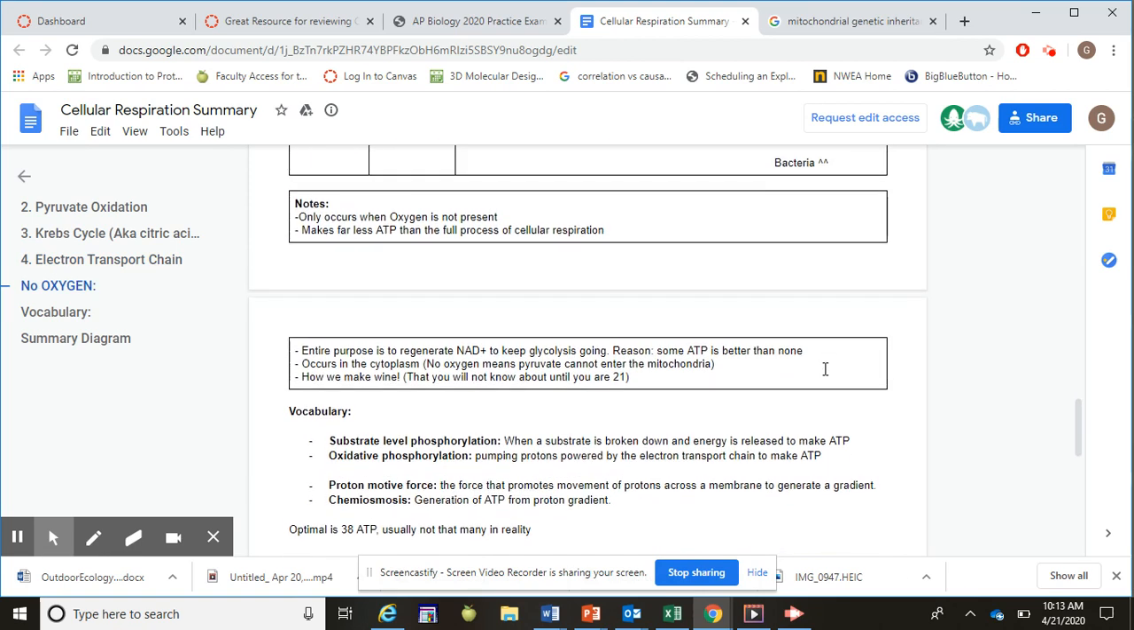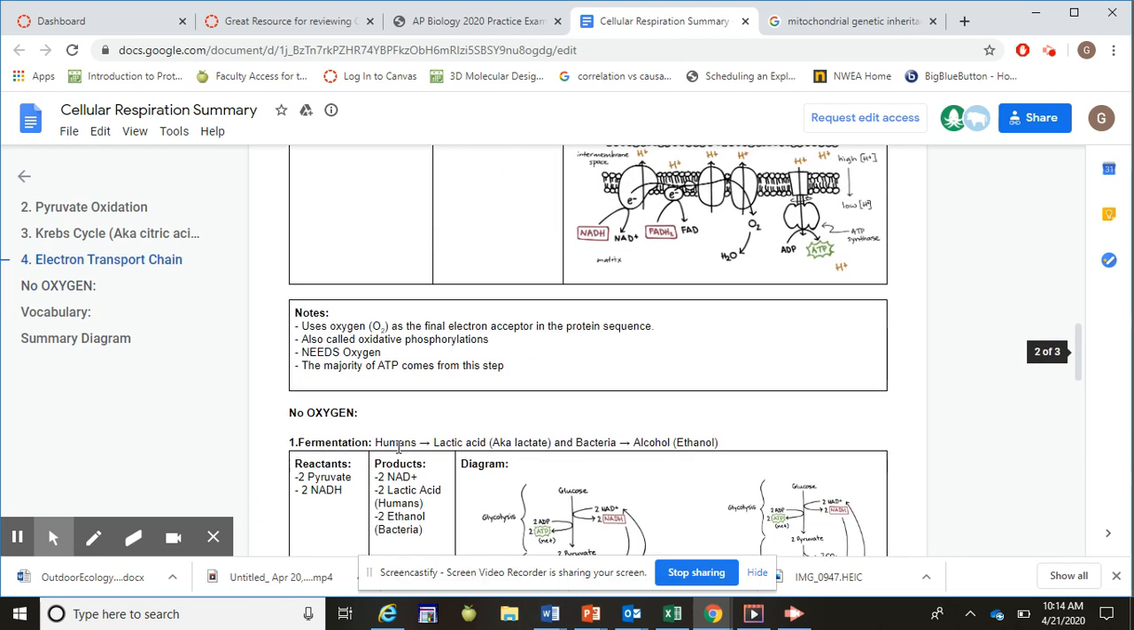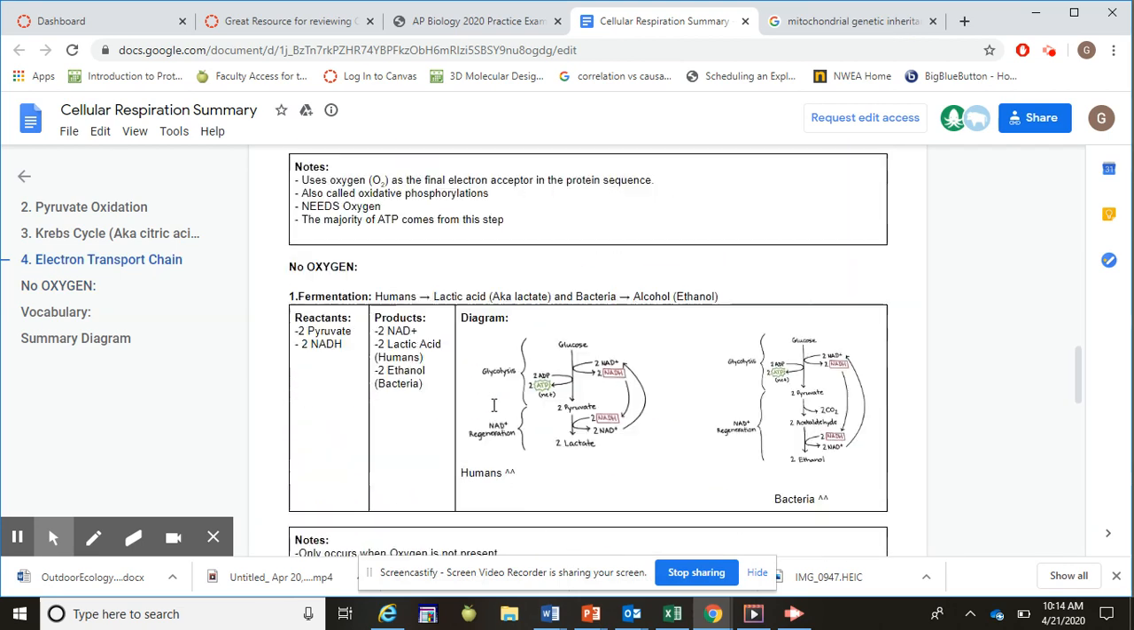This is another step I really liked here. It said some vocabulary, substrate level phosphorylation versus oxidative phosphorylation. Those are always confusing for students. Also, the proton motive force, which I just referenced, is the force that promotes movement of protons across the membrane to generate a gradient. And we can sometimes call the production of ATP from this gradient chemiosmosis. So if you ever see any of those terms, don't be intimidated. It's all just what's going on right here in the electron transport chain.